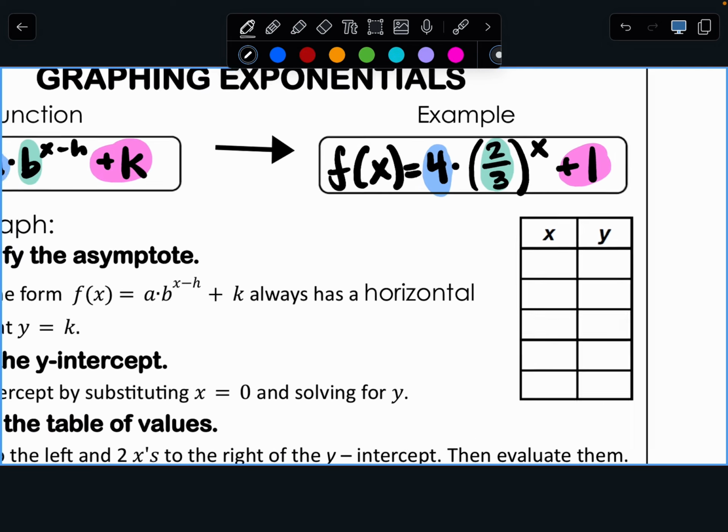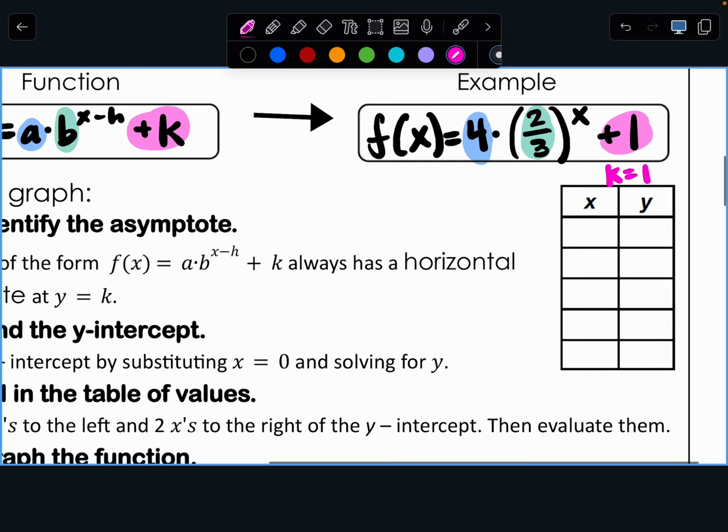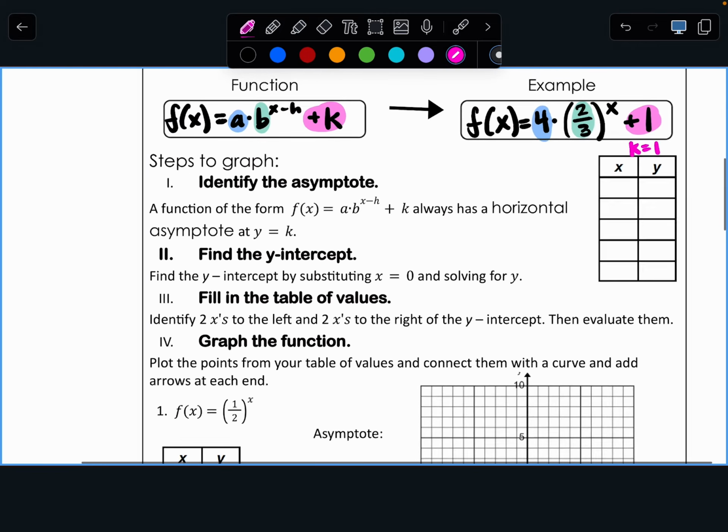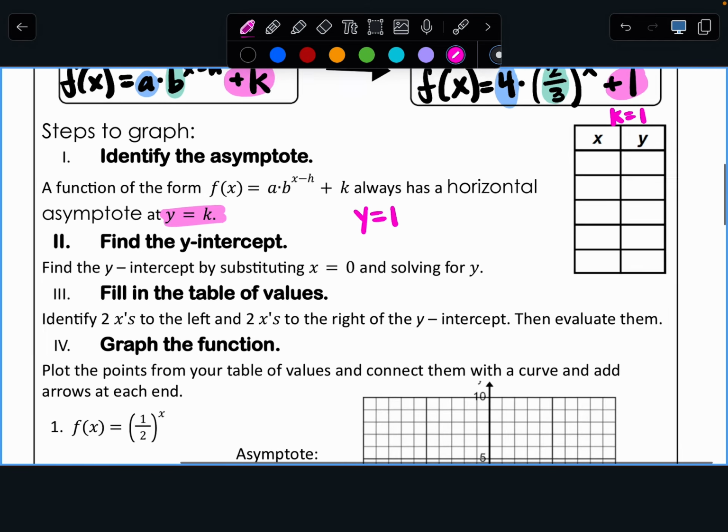So this is important. We need to know what k is because that tells you where your asymptote is. So we need to identify the asymptote, which is y equals k. So our asymptote for this function would be y equals 1. Then we're going to fill in the table.